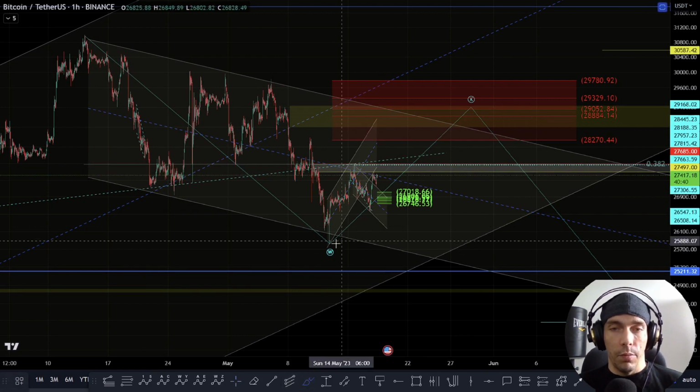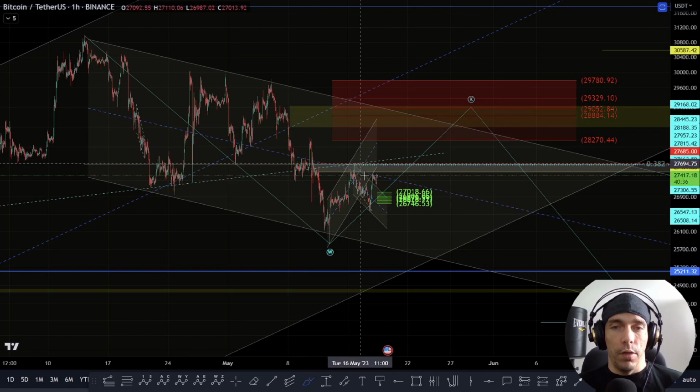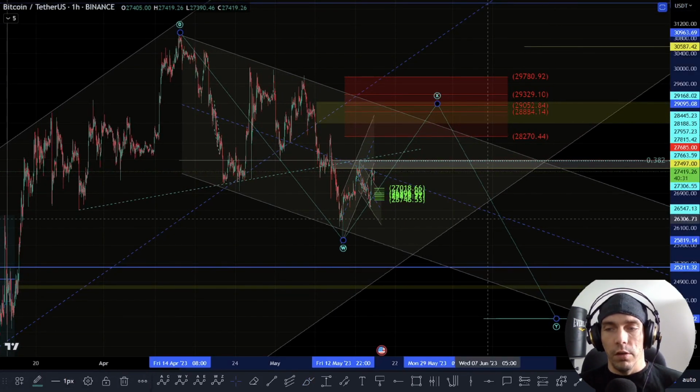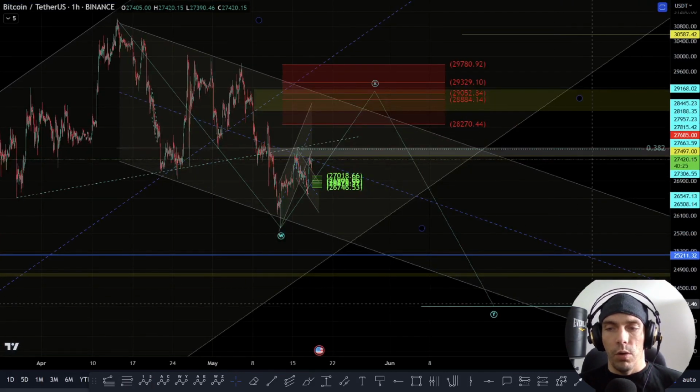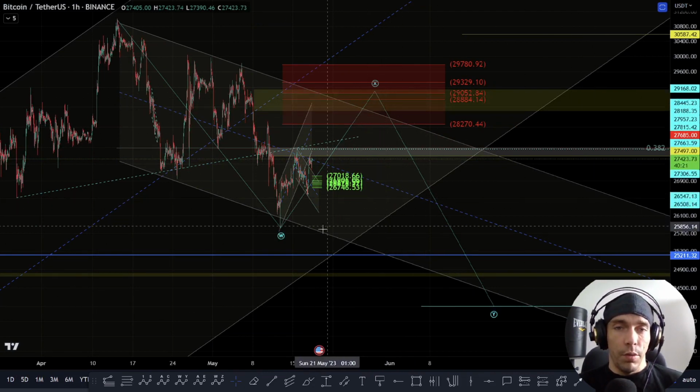Now, if we just develop something like a bigger corrective structure to the upside here, and we don't follow that idea of a flat, this could still mean that we have another drop down here. So if we did have to come up here towards the 618 area, this 1-to-1 would actually be here towards this 24,110. So need to keep an eye on this.